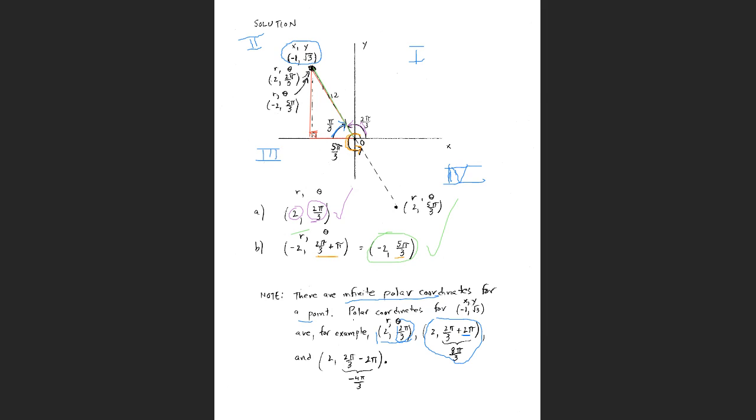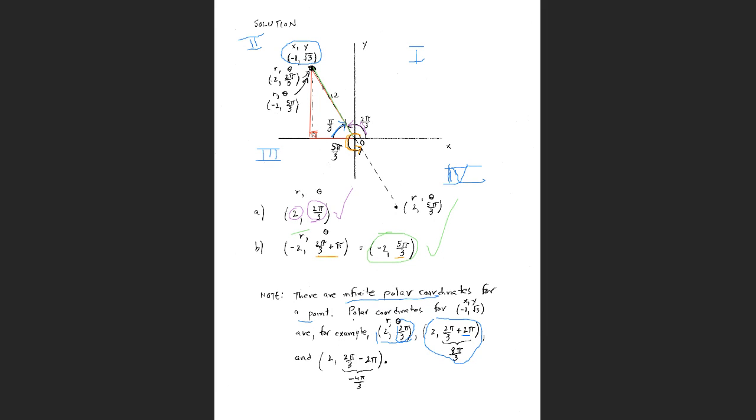To locate a point in the xy plane, there are an infinite number of polar coordinates that will locate the same point. The polar coordinate 2 comma 2 pi over 3 and the other polar coordinate 2 comma 8 pi over 3, those two polar coordinates, you'll arrive at the same point in the xy plane. And also, here's another polar coordinate.